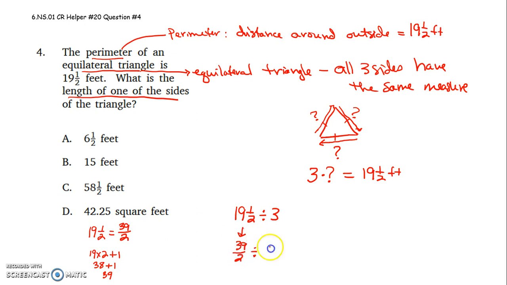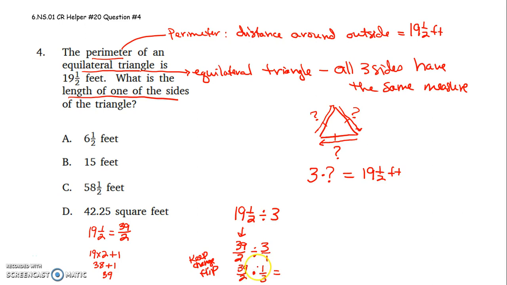I'm going to divide that by 3. And at that point, when I'm dividing, I can keep, change, flip. So 3 is the same as 3 over 1. I'm going to keep the 39 halves, change my division to multiplication, and flip over. So 3 over 1 becomes 1 over 3.